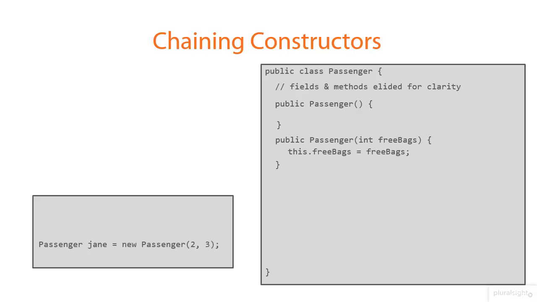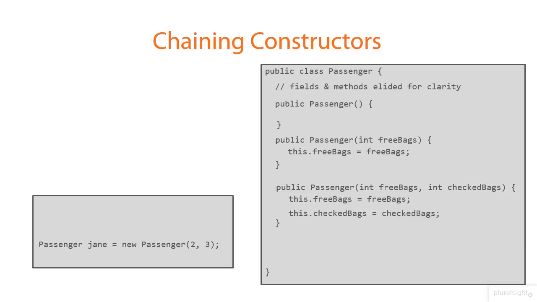So we can go ahead and create the passenger, and in one call say that they can have 2 free bags and they've checked 3 bags. Right? So to write a constructor like that is really straightforward. We just introduce another public passenger with 2 integer arguments, one for free bags and one for checked bags. Now, one way we could write this is, again, we just make the assignments. We assign free bags into the field free bags. We assign checked bags into the field checked bags.